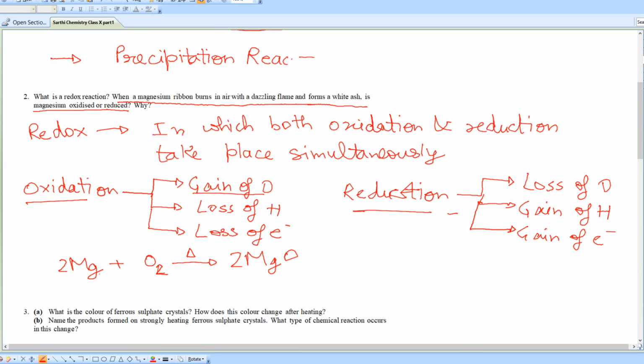Now, we can see here that magnesium is getting attached to oxygen to form magnesium oxide. That means magnesium is gaining oxygen to form magnesium oxide. It simply means magnesium is getting oxidized. So here magnesium is getting oxidized. So oxidation of magnesium is taking place.